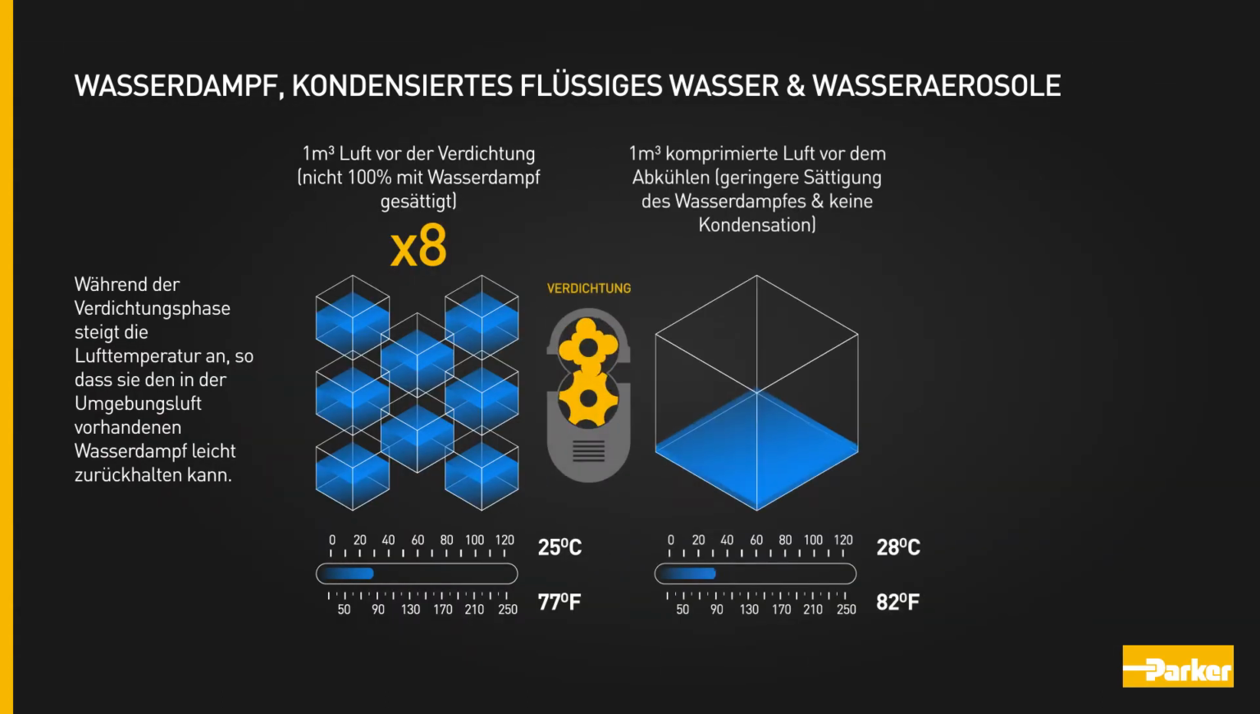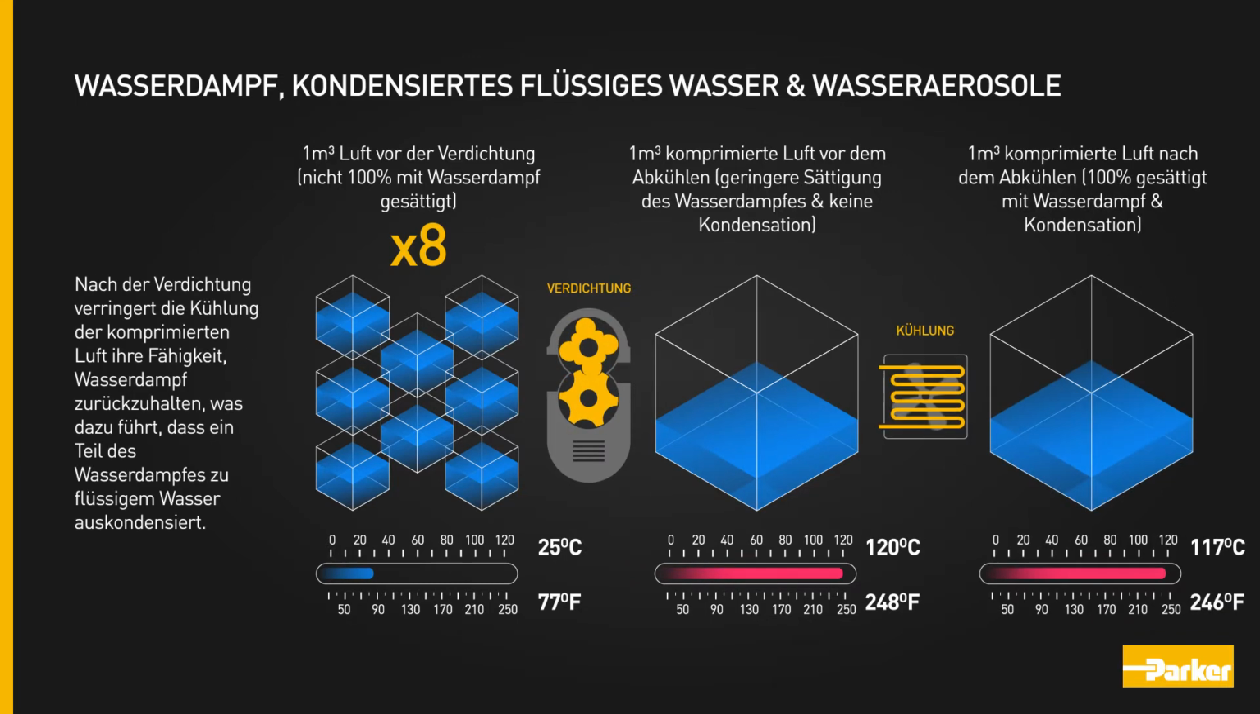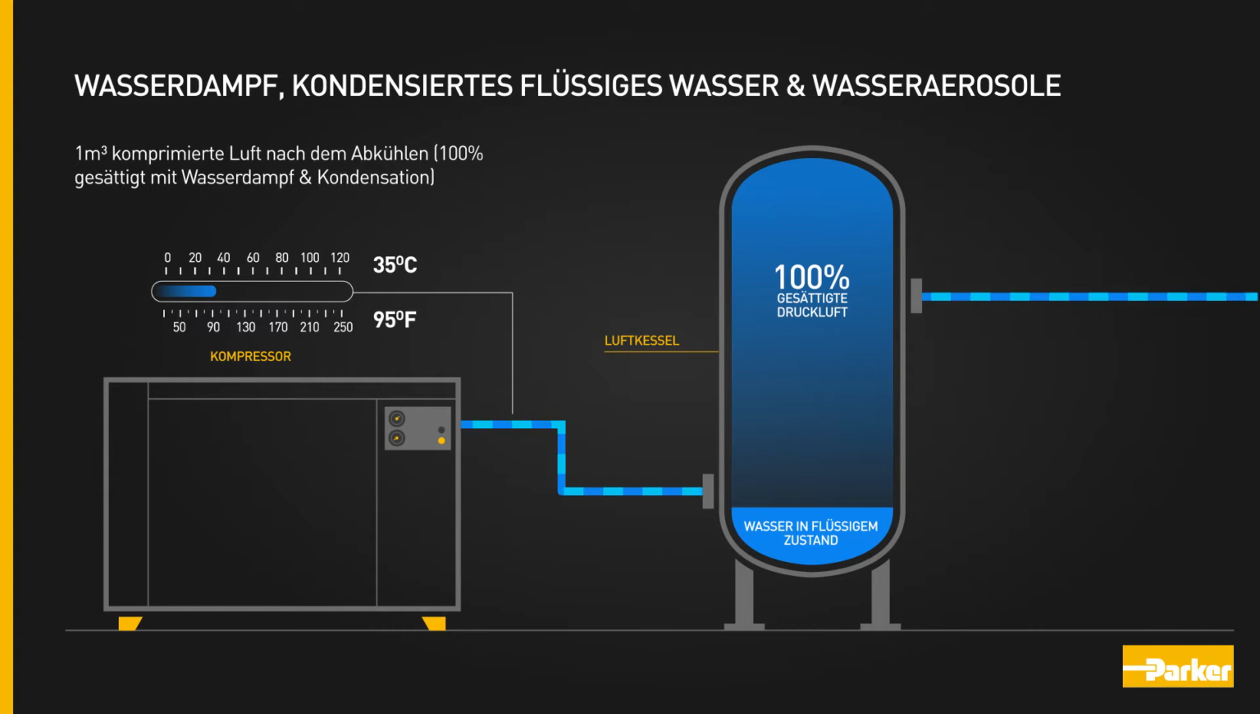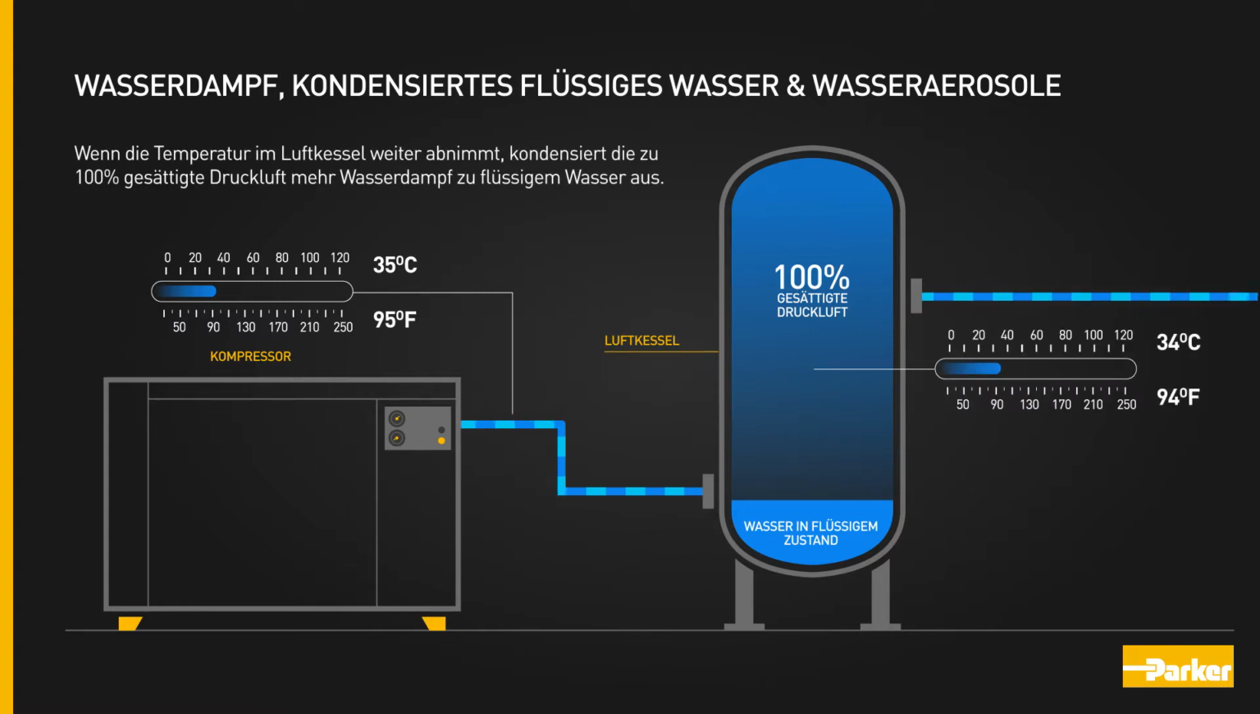During compression, the air temperature increases, allowing it to easily retain any water vapour present in the ambient air. After compression, cooling the compressed air reduces its ability to retain water vapour, resulting in a proportion of the water vapour being condensed into liquid water. When the air enters the storage and distribution system, it is 100% saturated with water vapour. As the temperature decreases further in the air receiver, the 100% saturated air condenses more water vapour into liquid.